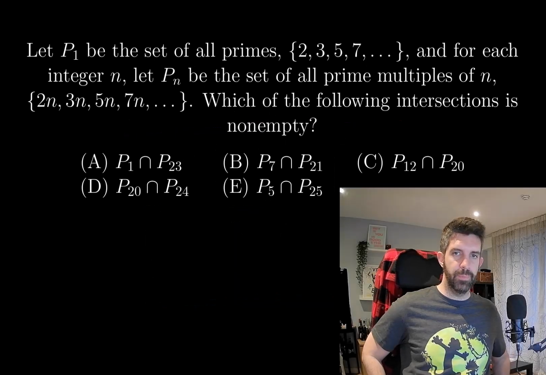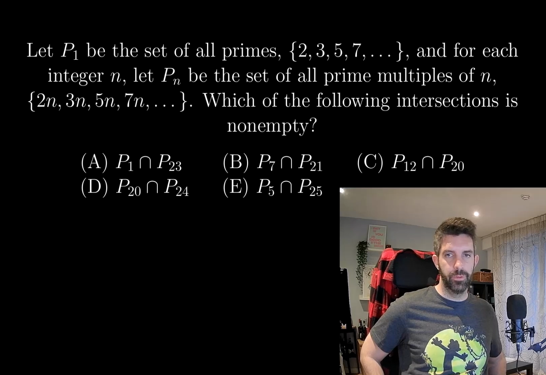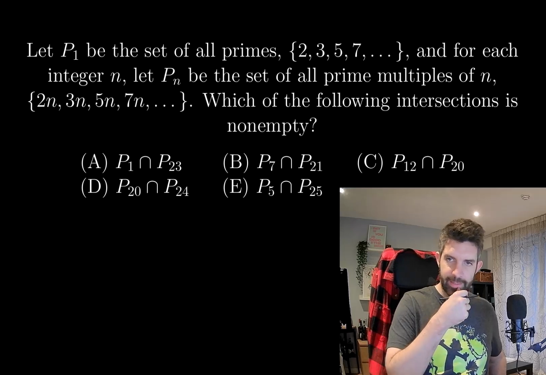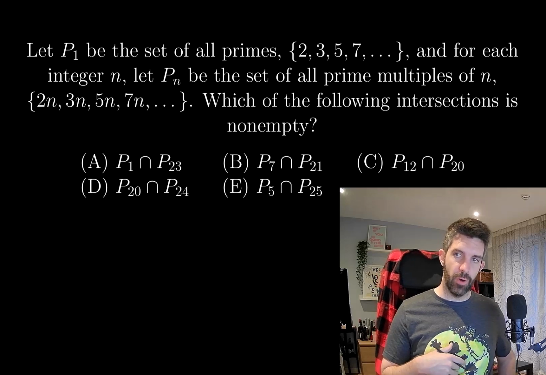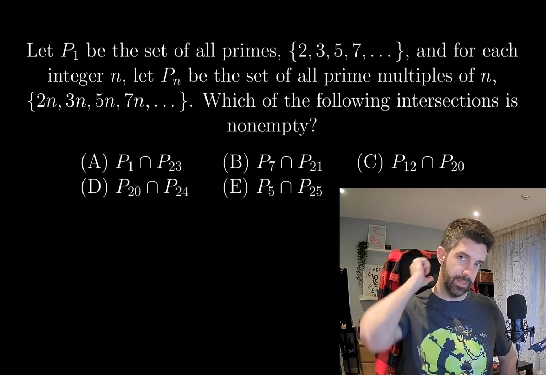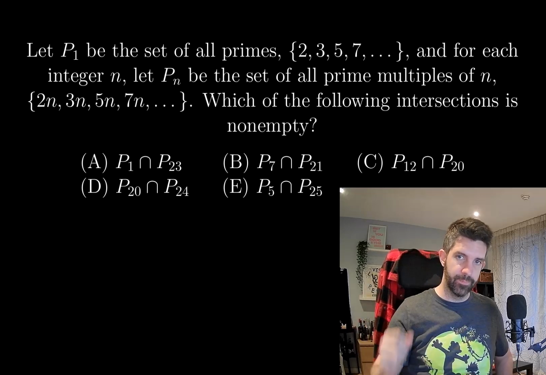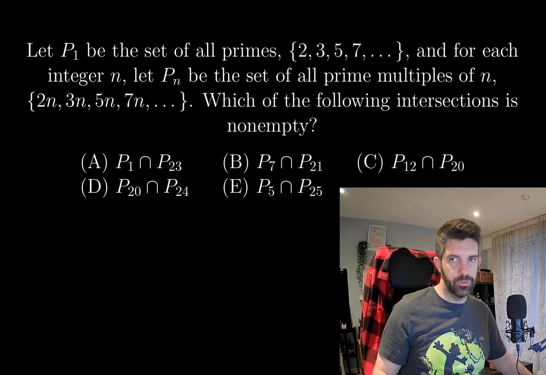Let P1 be the set of all primes, 2, 3, 5, 7, and so on. And for each integer n, let Pn be the set of all prime multiples of n: 2n, 3n, 5n, 7n, and so on. Which of the following intersections is non-empty?